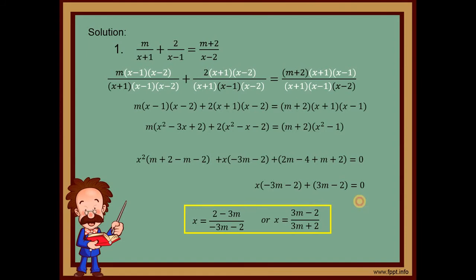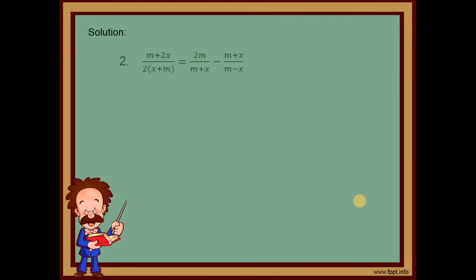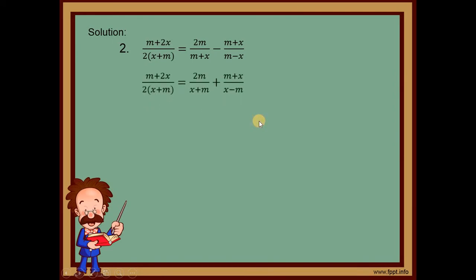Now, let's proceed to question number 2. Now, rewrite lang ulit natin. Yung m plus x, gawin natin x plus m para variable and then yung constant. This one, m minus x, multiply natin sa negative 1 yung denominator, negative 1 yung numerator, so this becomes positive m plus x all over x minus m.